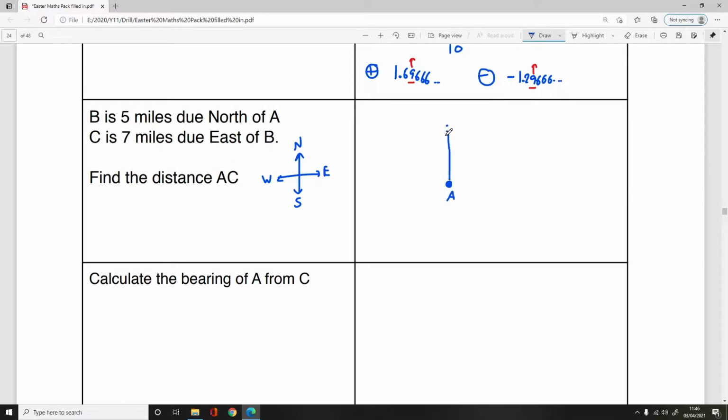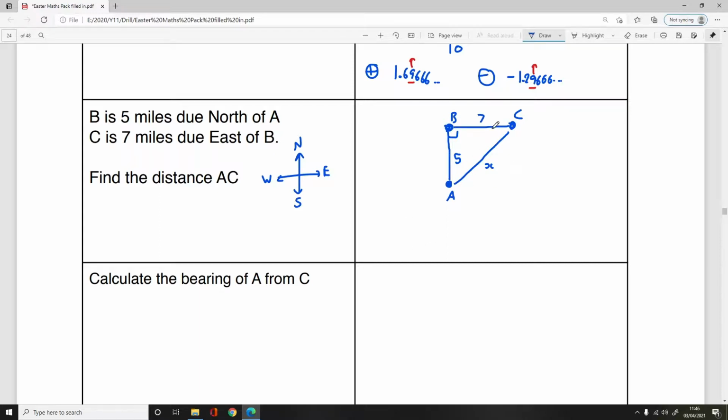B is 5 miles above that. C is 7 miles east of B, so it's in this direction. That's 7. Find the distance A to C. That's this distance here. And we have ourselves a Pythagoras question that's just put in a wordy format.